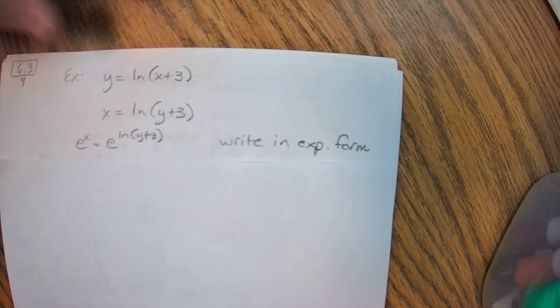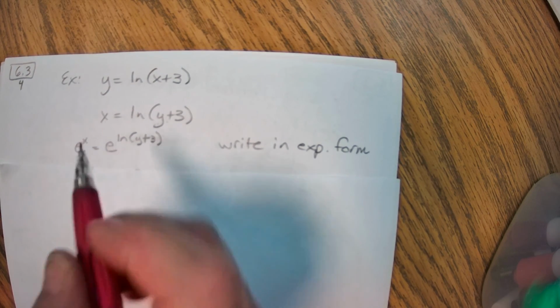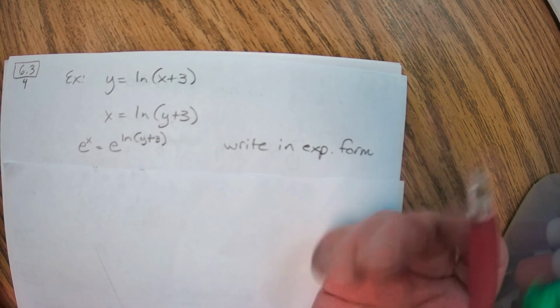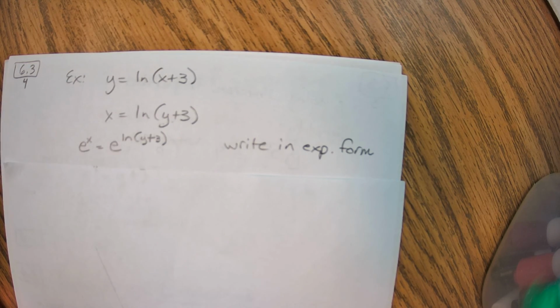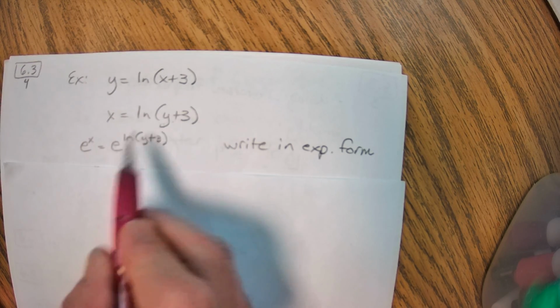One more example of inverse. So here's my original function. I'm going to switch x and y, and then I'm going to solve for y. So I'm going to write this in exponential form. Remember, you can do whatever you want to as long as you do it to both sides of the equation. And what I'm doing here is called exponentiating both sides.